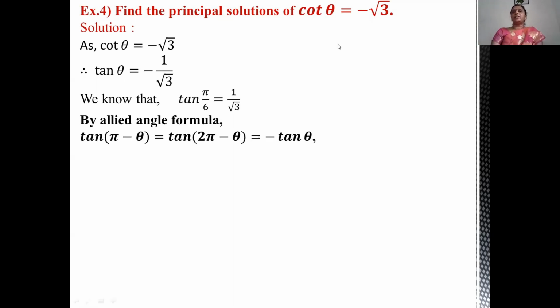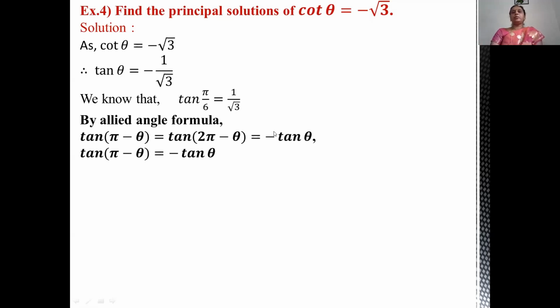Again, in the earlier third example, I told you that if the function is negative, we have to find both the values from the allied angle formula. You cannot get a direct value. If the function is positive, you get the first value directly from the table. But if it is negative, we have to find both the values using the allied angle table. From that allied angle table, we take the formula tan(pi minus theta) is equal to tan(2 pi minus theta) is equal to minus tan theta.